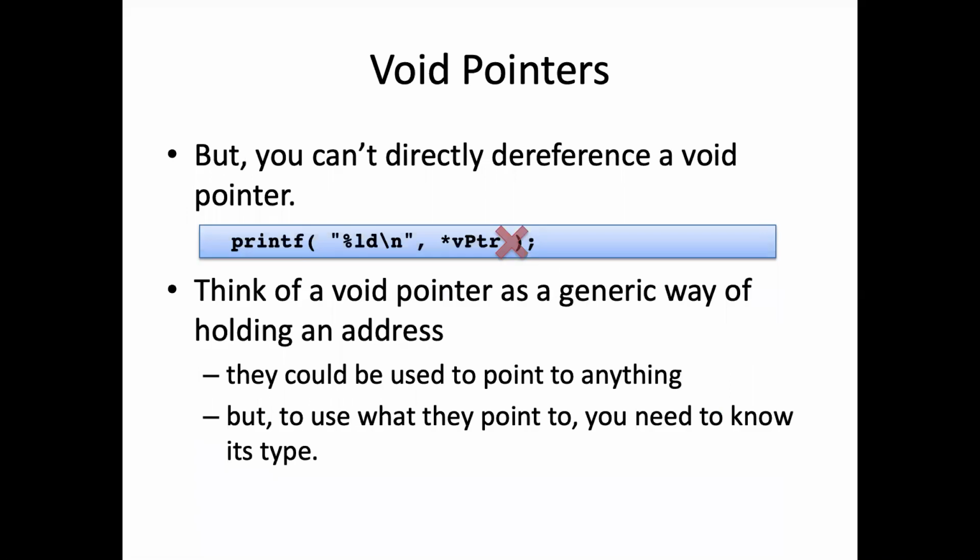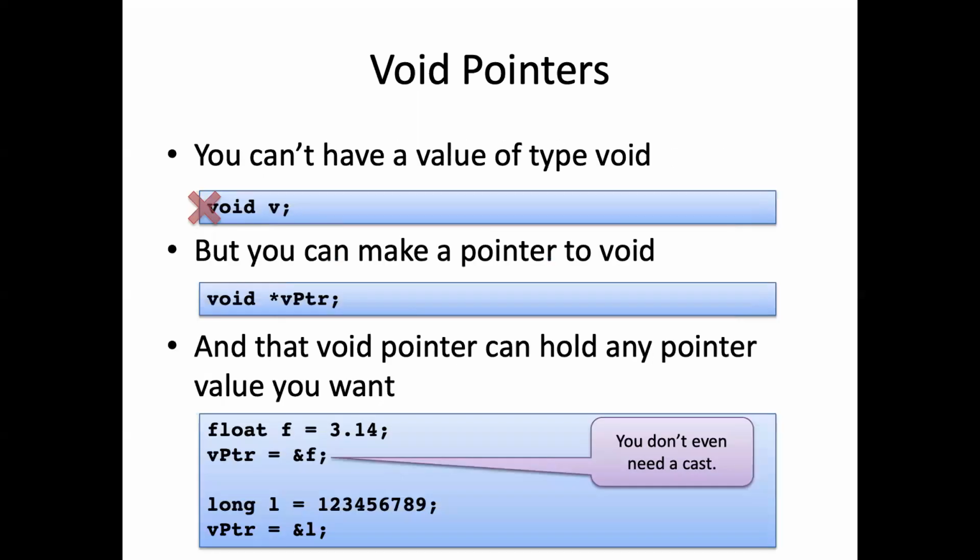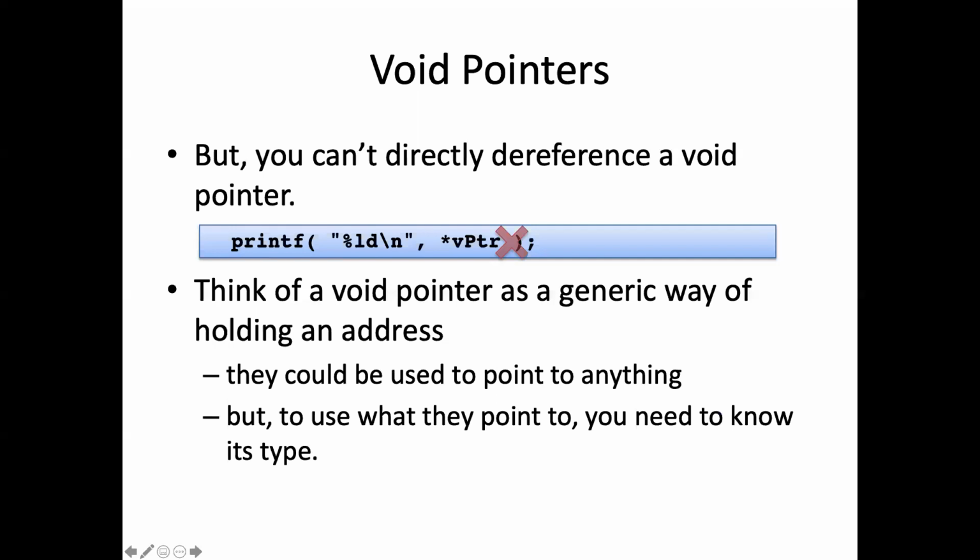Since void pointers are generic, they could point to anything. It means if you're going to use them, you have to turn them into a more specific type before you use them. So backing up, the last thing I did on this slide is I took the address of a long and I stored it in this void pointer. If you wanted to print out the long that it points to, you can't do it like I'm showing up here at the top. You can't dereference a void pointer and then use that without casting it to something more specific.